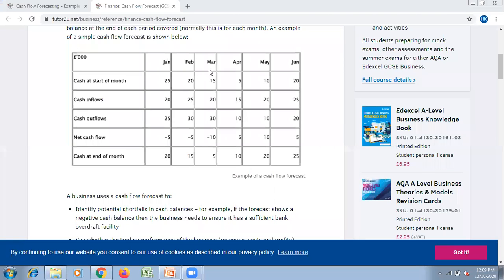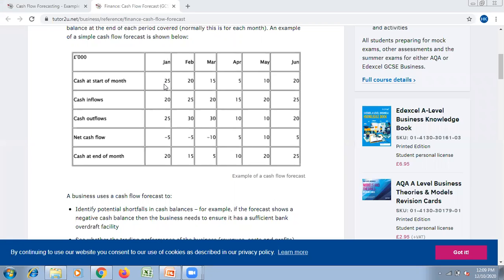This is a cash flow forecast. If you see, there are different months given, and I told you cash flow forecast is always drawn on a month by month basis so that you can see in which month you will be facing cash flow problem, so that you can take steps beforehand before it comes. So cash at the start of the month is 25. I told you this is the opening cash balance.